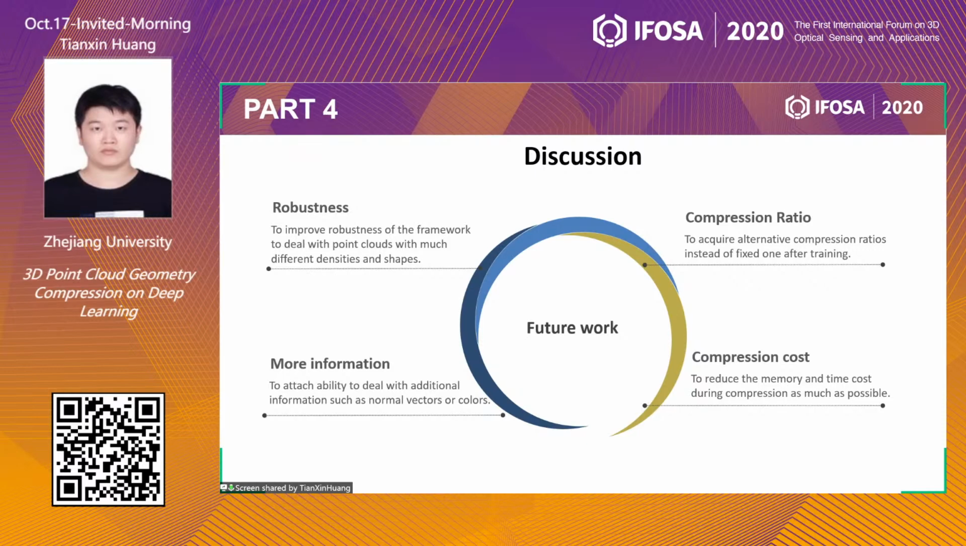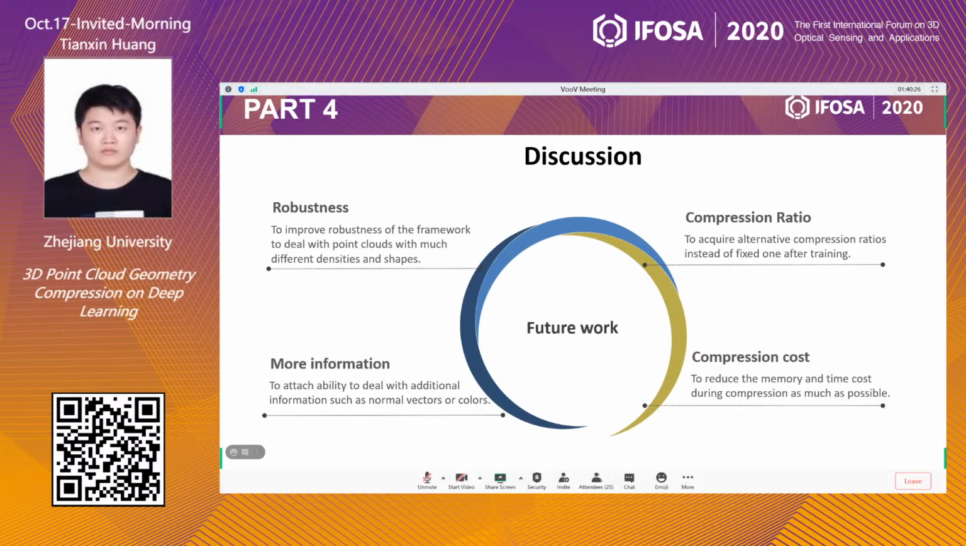First, the robustness of deep learning-based methods needs to be improved. It has difficulty dealing with point clouds with different densities and very complex or discontinuous shapes. Besides, the compression ratio is fixed once training ends in our work. So alternative compression ratios should be provided to satisfy different occasions in real conditions.